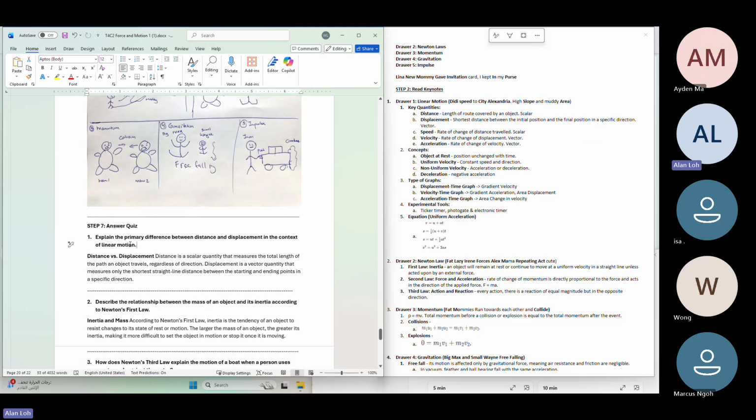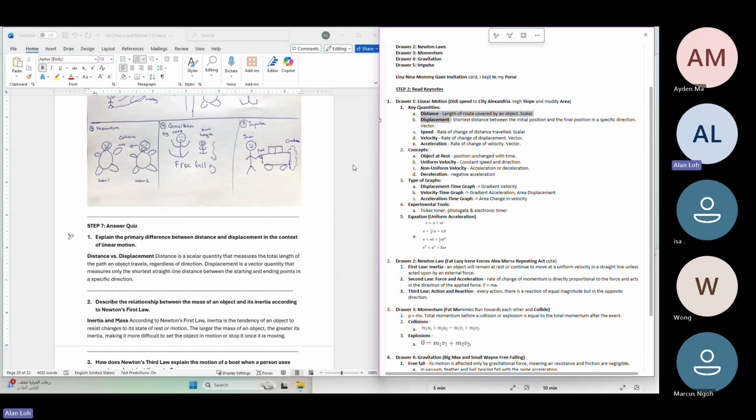Because when you read this quiz question, I need you to do 2 things. One is to ask yourself which drawer this belongs to. If I read this out loud, "Explain the primary difference between distance and displacement in the context of linear motion," by now you should be able to tell me that this is drawer number 1, linear motion, and drawer number 1.1, which is the key quantities, distance and displacement.